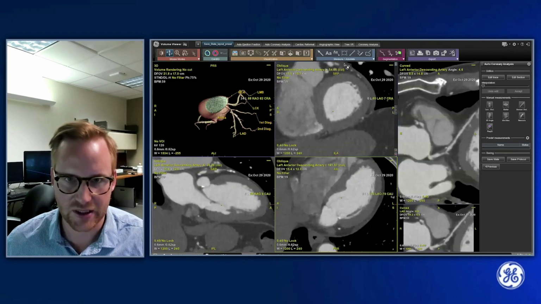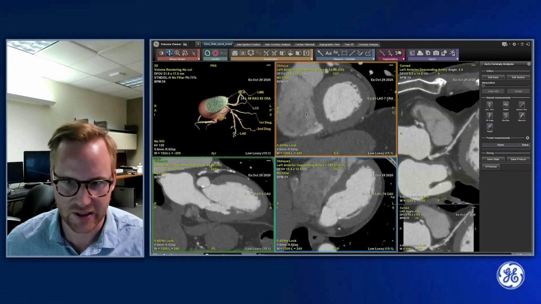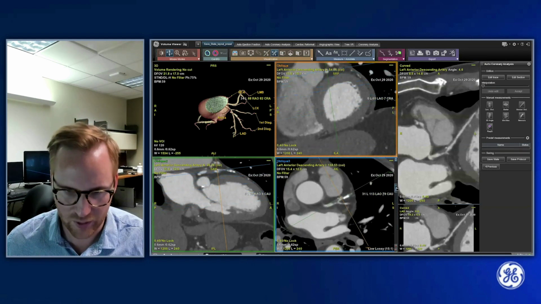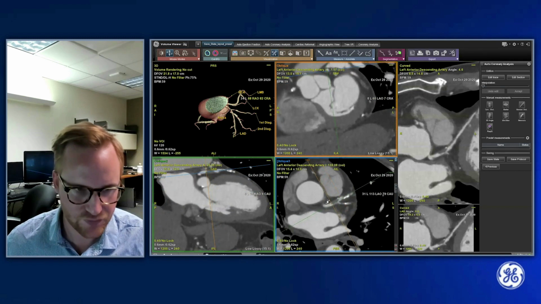Focusing our attention back on that significant lesion in the LAD, we will perform a double oblique technique to look a little closer.